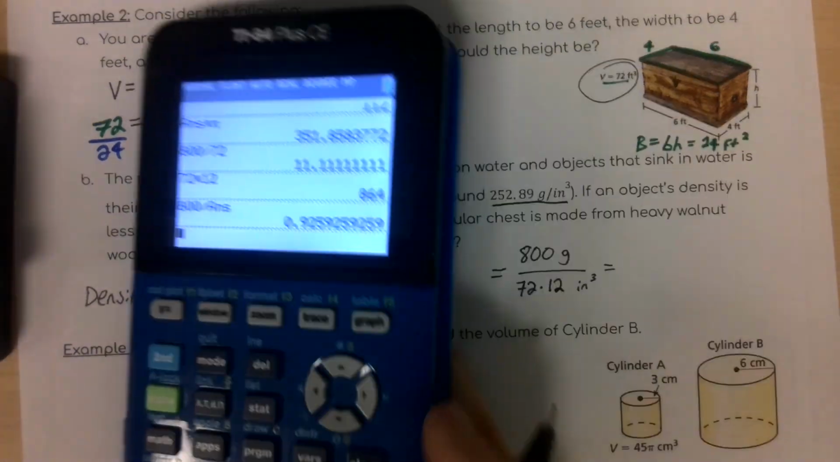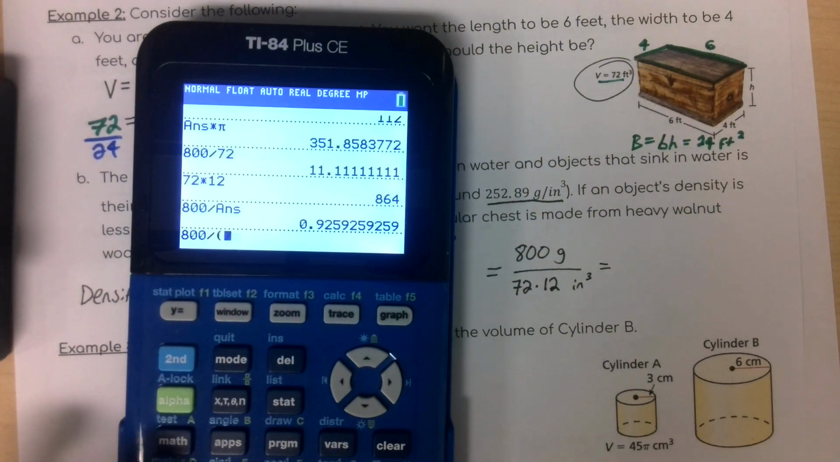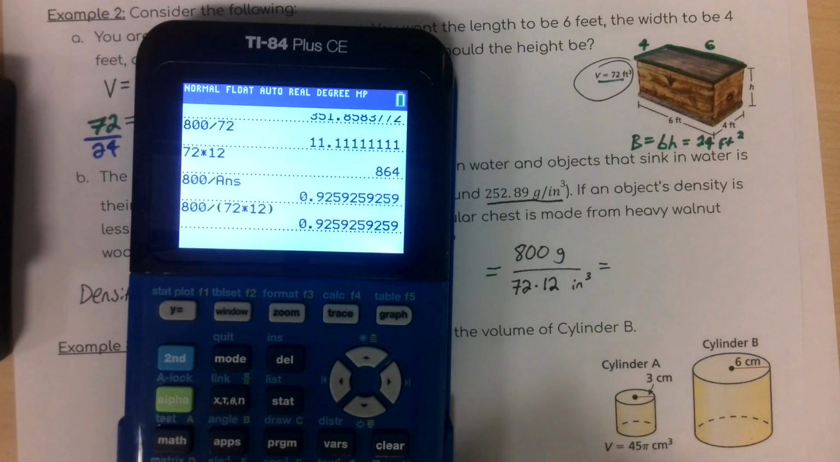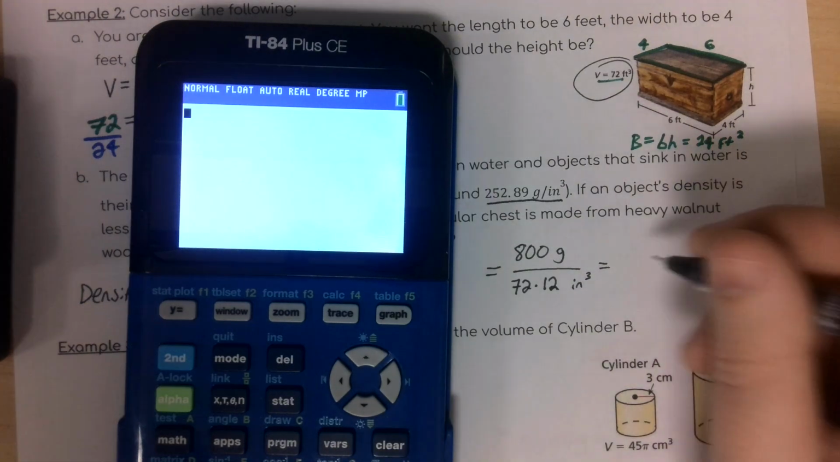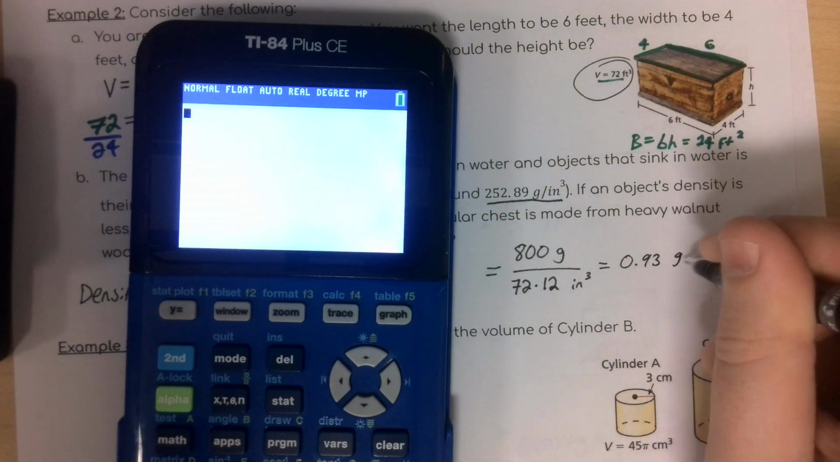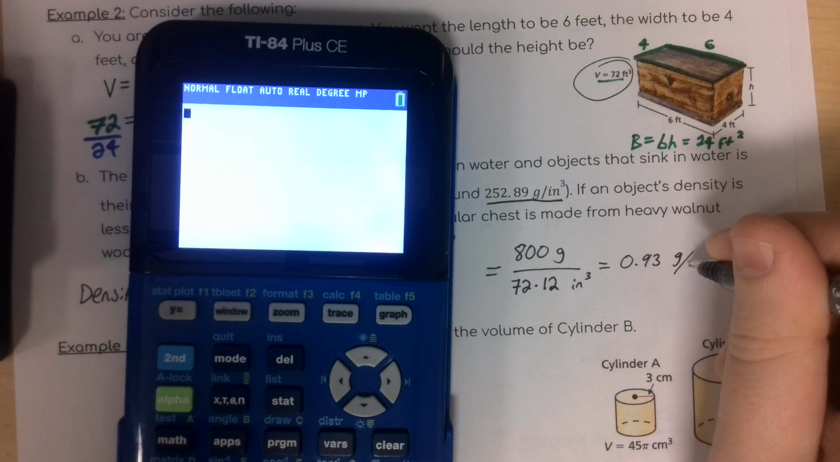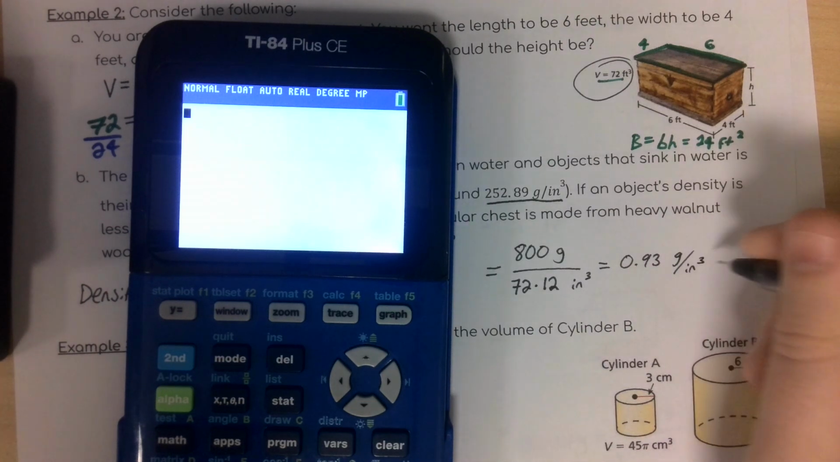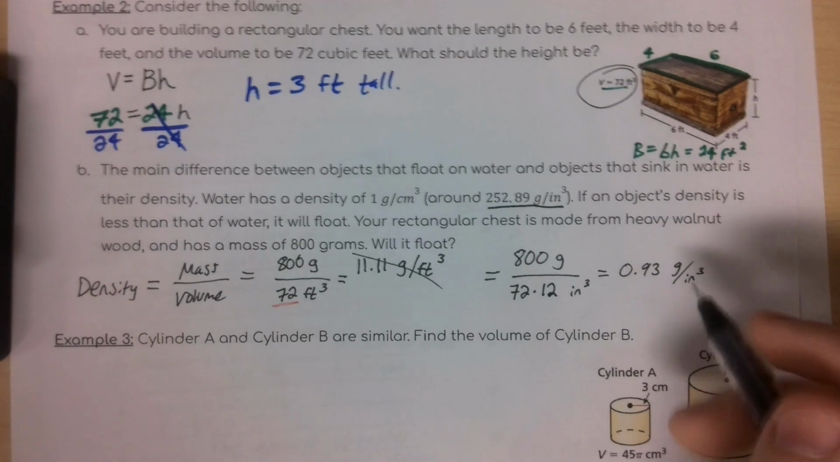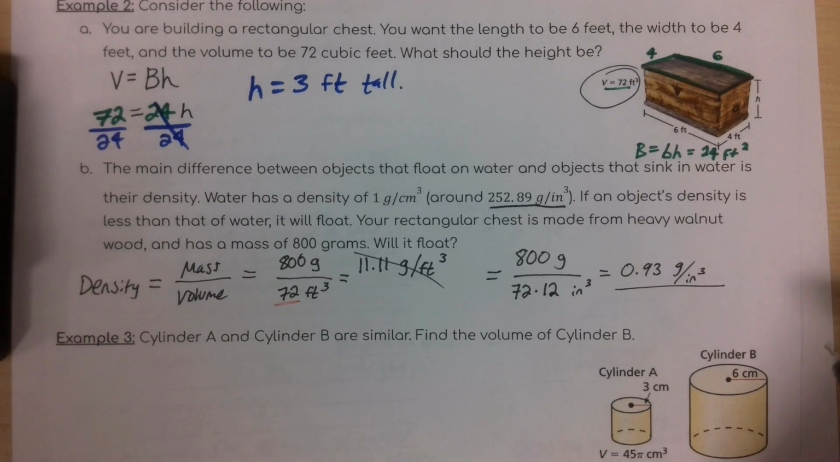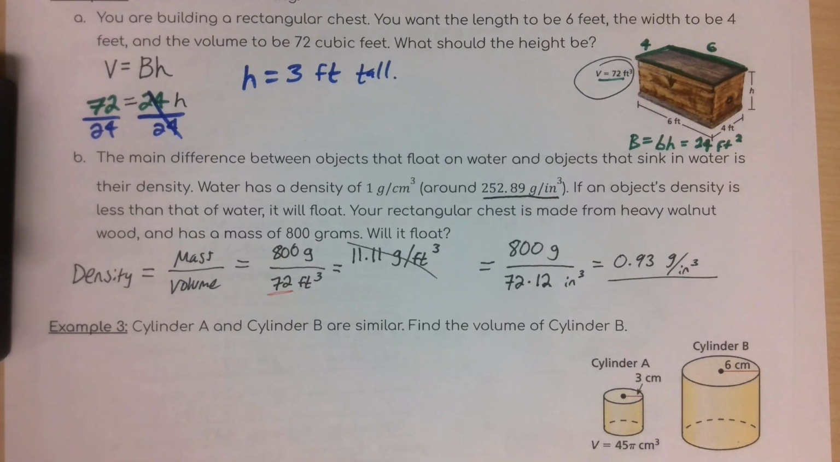So if we do 800 divided by 72 times 12, we get 0.93, which is way, way, way light. It's super light. In fact, it's so light, or so, I should say, not dense, that if you tried pushing this under the water, it'd probably spring right back up. Our chest will absolutely float because 0.9 grams per inch cubed is way less than 252.89 grams per inch cubed. Very nice.